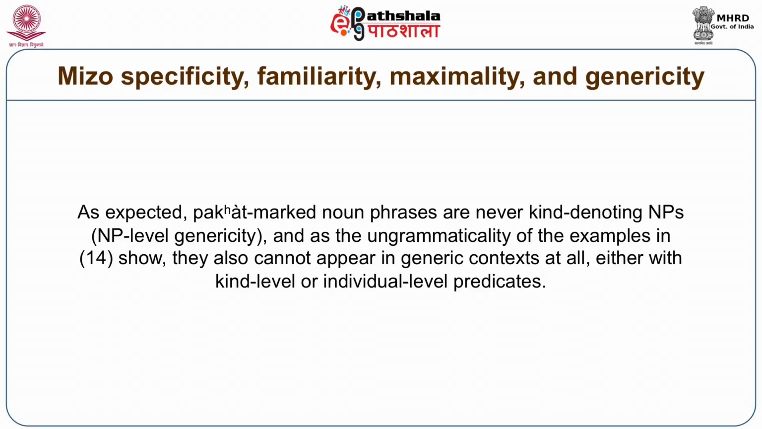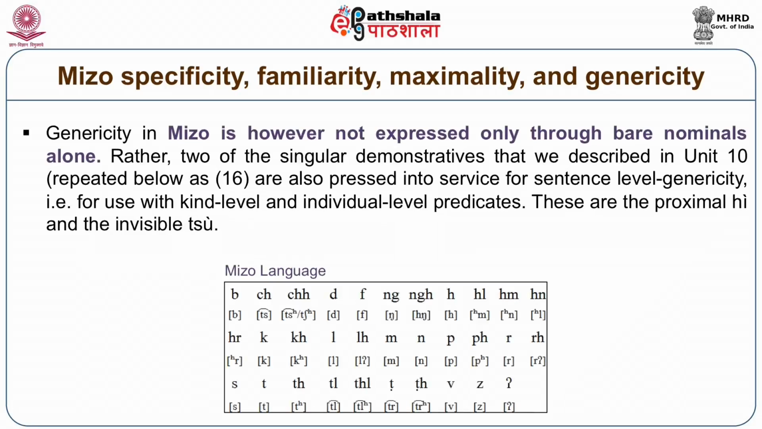They also cannot appear in generic contexts at all, either with kind level or individual level predicates. Genericity in Mizo is, however, not expressed through bare nominals alone. Rather, demonstratives may also be pressed into service. Two of the singular demonstratives that we have seen earlier are also pressed into service for sentence level genericity, that is, for use with kind level and individual level predicates. These are the proximal and the invisible singular determiners.